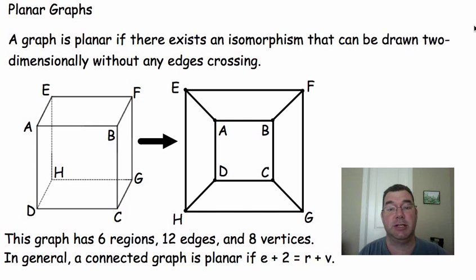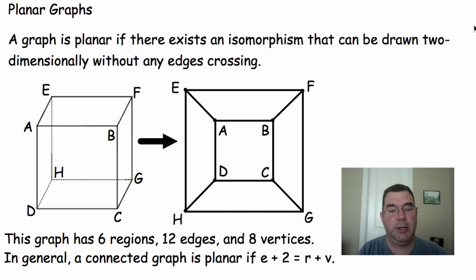All right, it's going to be a relatively short lesson today. We're going to talk about planar graphs, and planar comes from the word plane, which is a two-dimensional surface. And basically, we can say that a three-dimensional graph is planar if you can make an isomorphism that can be drawn two-dimensionally without crossing any edges.